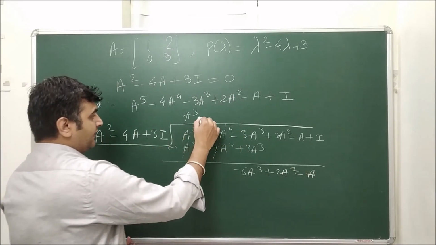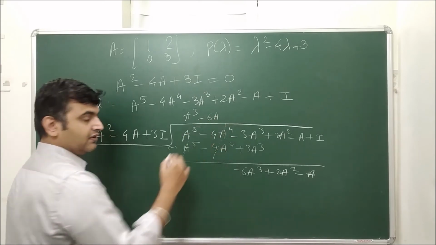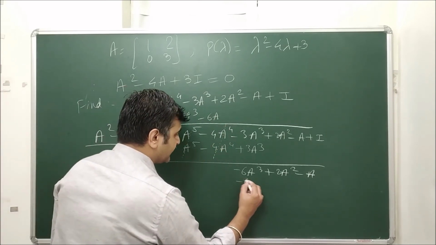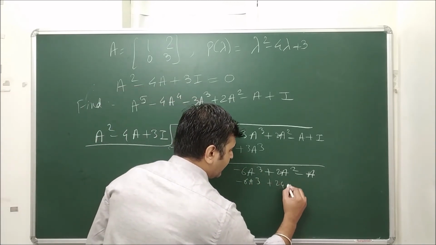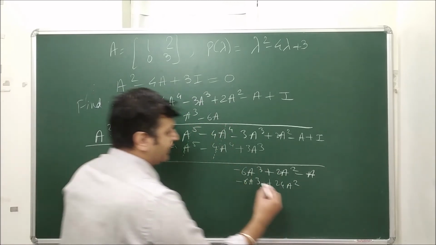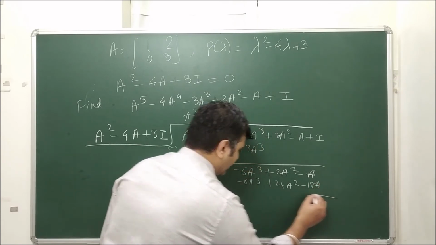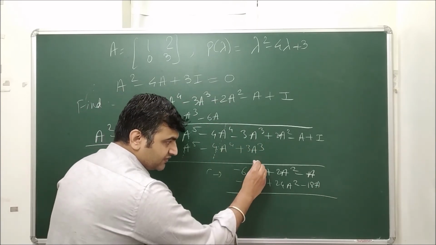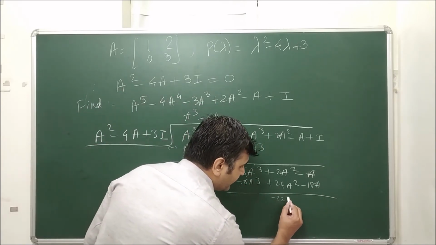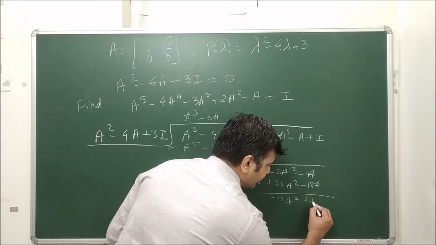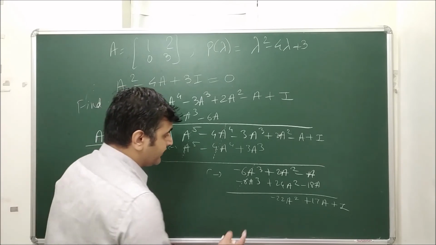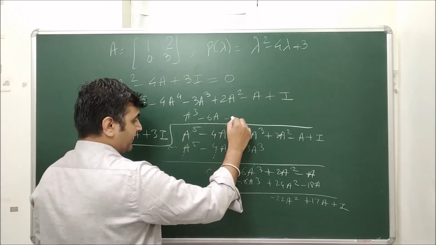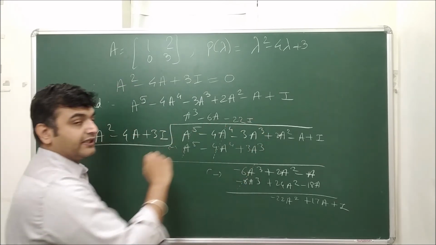Now you multiply by minus 6A. So again this will be minus 6A cube, this will be 24A square and this will be 18A. Again you subtract. So this goes away. This is minus 22A square and this is 17A plus I. Right? And now you multiply by minus 22 into the identity matrix.